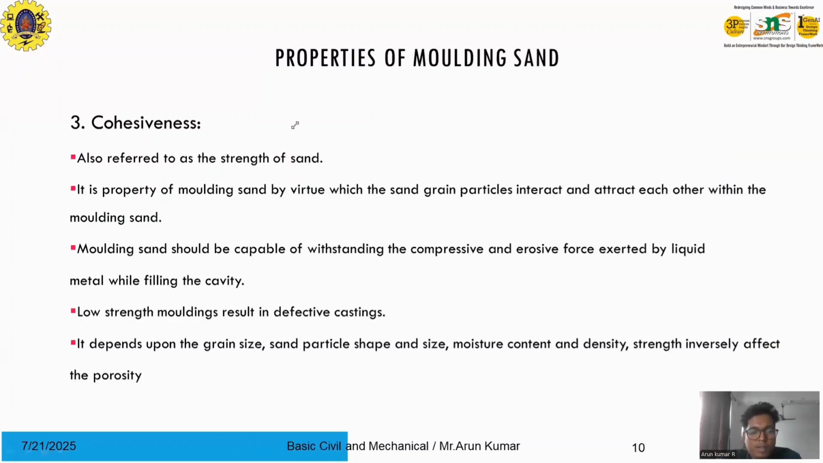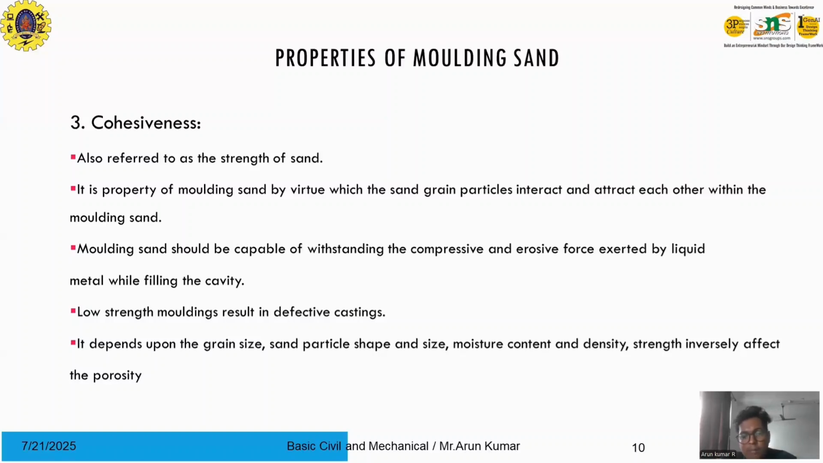Next, cohesiveness. What is the meaning of cohesiveness? Cohesiveness is the strength of the sand casting, the property of the molding sand by virtue of which the sand grain particles attract each other within the mold. The molding sand should be capable of withstanding the compressive and erosive forces exerted by the liquid metal while filling the cavities. Low strength of the molding sand results in defective castings.